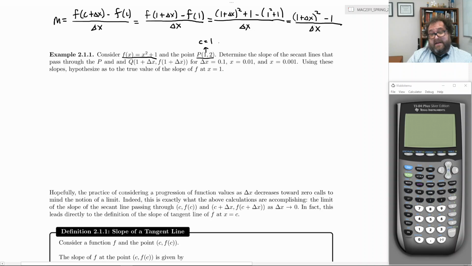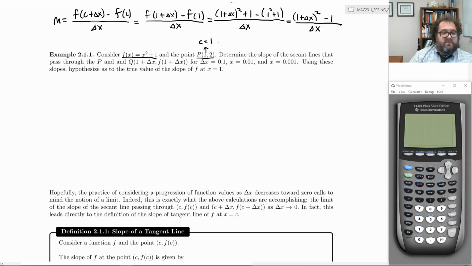In fact, in the next exercise, we'll see how you can actually simplify this further, but we'll do that in a second. So here is our specific version of slope that we can now evaluate at different values of delta x to find the slope of 3 different secant lines. Okay, so here it says, let delta x be 0.1, 0.01, and 0.001.